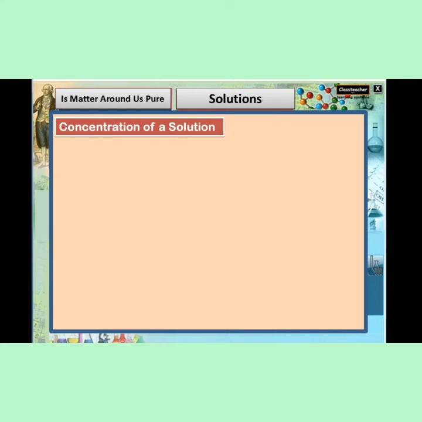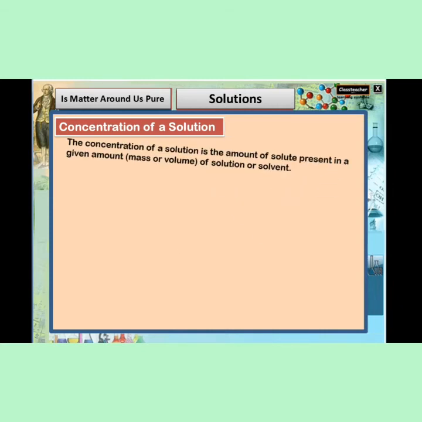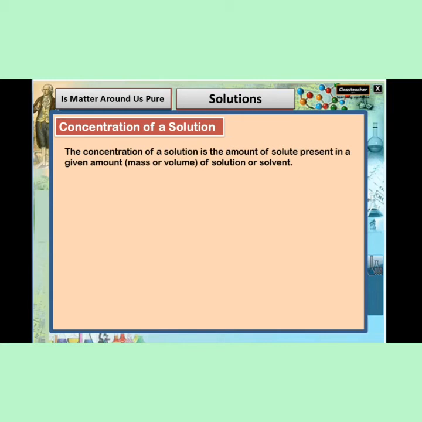Now, the term concentration is most often used when we talk about solutions. Actually, concentration of solutions implies the amount of solute present in a given mass or in a given volume of a solvent. So usually, concentration of solution is defined as the amount of solute present in a given amount, mass or volume of solution or solvent.